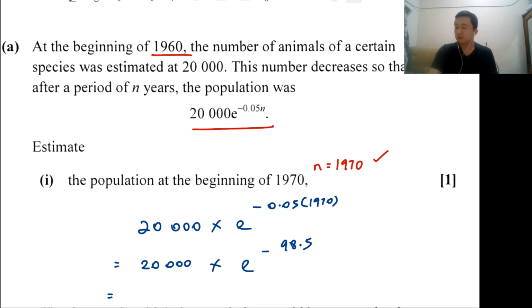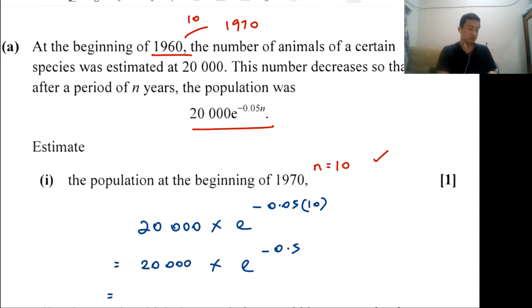So n is 10. So n should be 10. From 1960 to 1970 is after 10 years. Because the answer that I got just now is so weird, that's why I check again. So we have 10, negative 0.5. This is more likely, right?